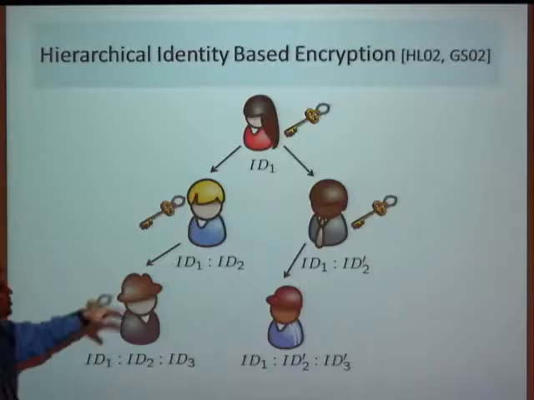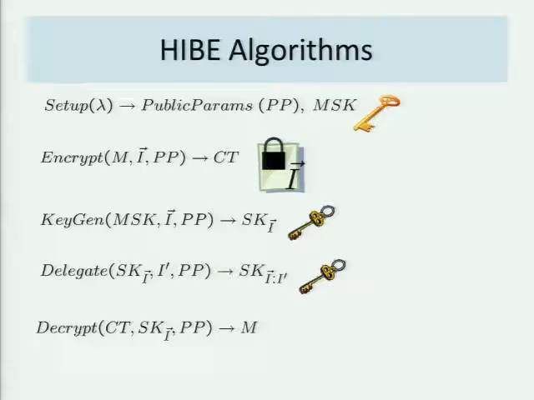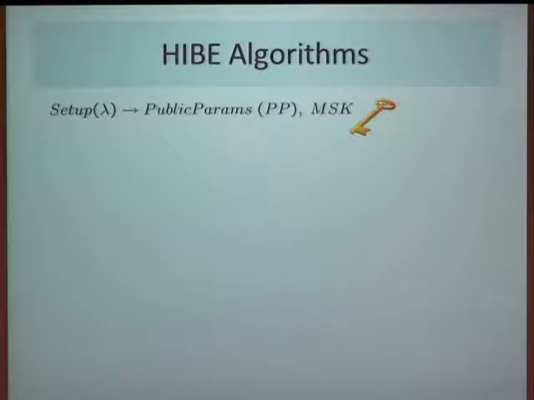Okay, so let me just briefly go through HIBE, and anyone should stop me if they're confused. I'm going to go through this a little quickly since I assume there's some familiarity with it, but please stop me if there's a point of confusion. So there's going to be a setup algorithm where this authority will generate the public parameters and also generate a master secret key pair.